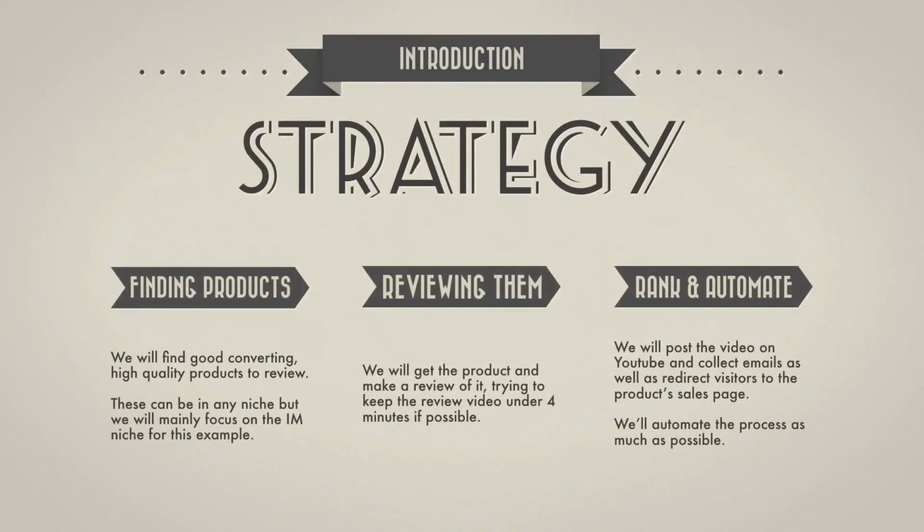All right, so introduction, what is the strategy? First off, we're going to start by finding products. It may seem obvious, but we will find good converting, high quality products to review. These can be in any niche, but we will mainly focus on the IM, so that's internet marketing niche for this example. Then we're going to review them.